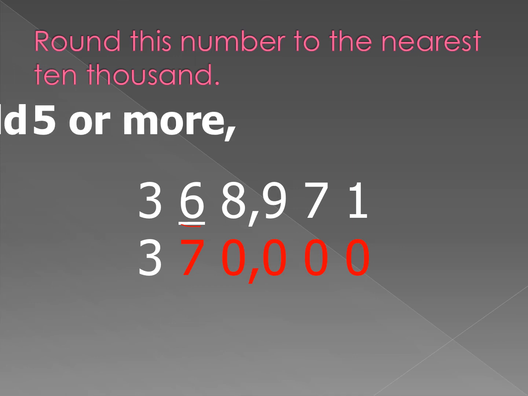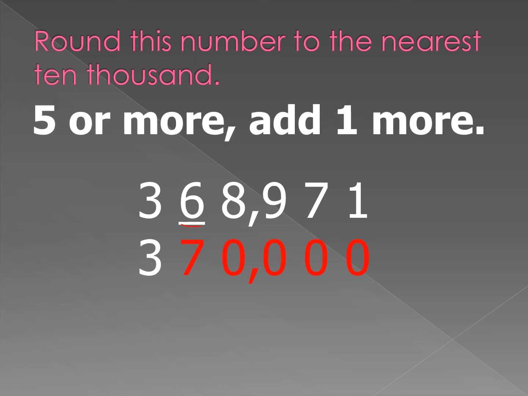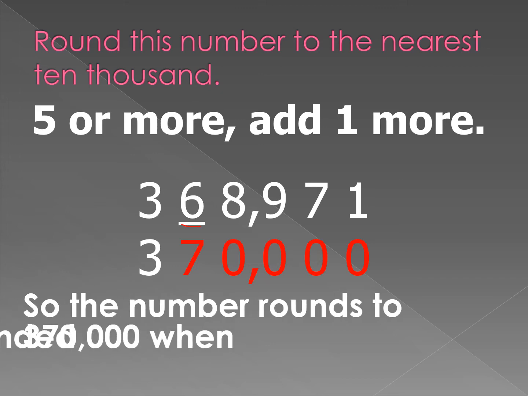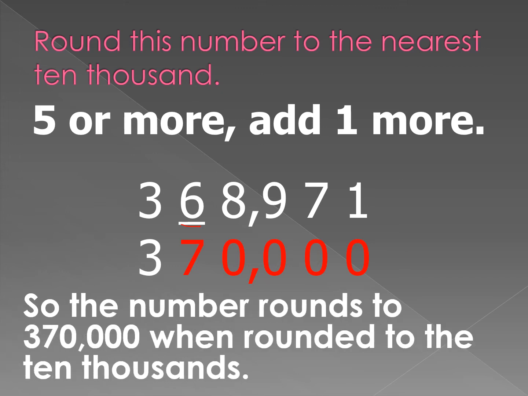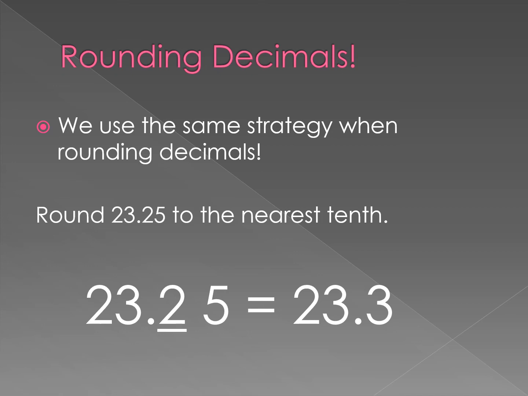Now let's talk about decimals. Oh, let's ignore that. I don't use that strategy. So the number rounds to 370,000. All right, so let's talk about rounding decimals. Rounding decimals is the same. We use the same strategy when we're rounding decimals.